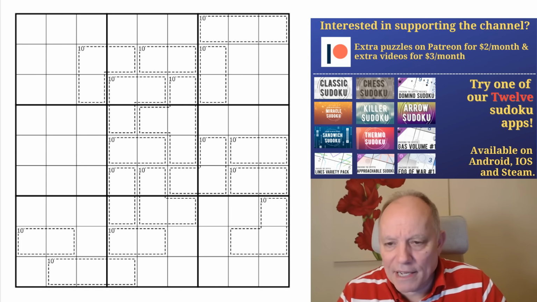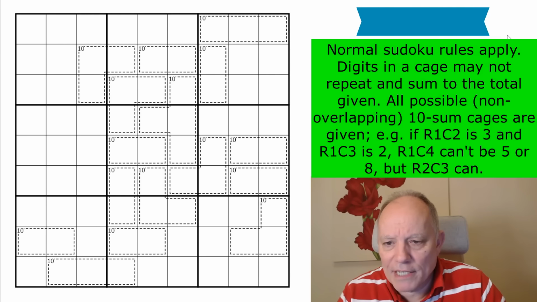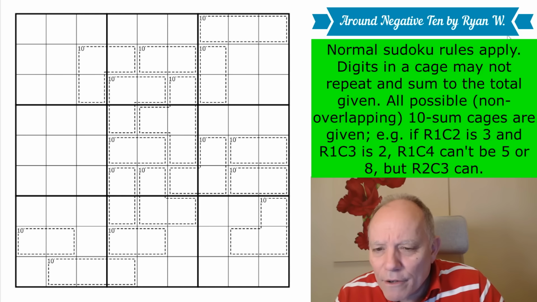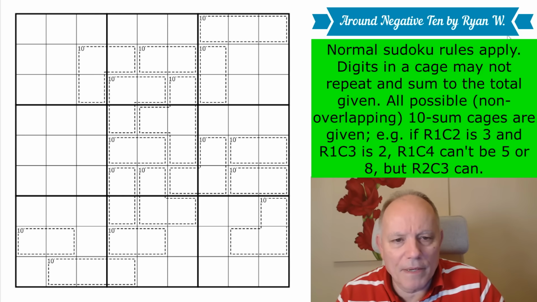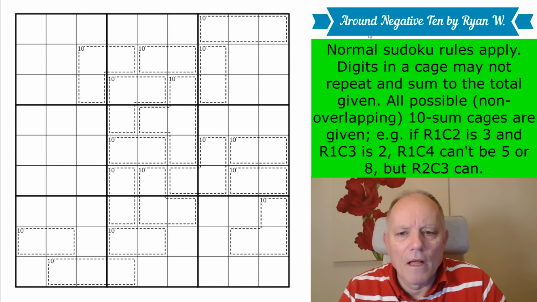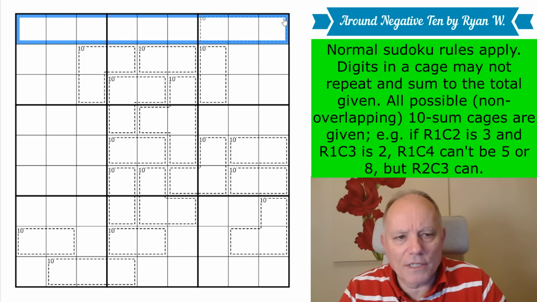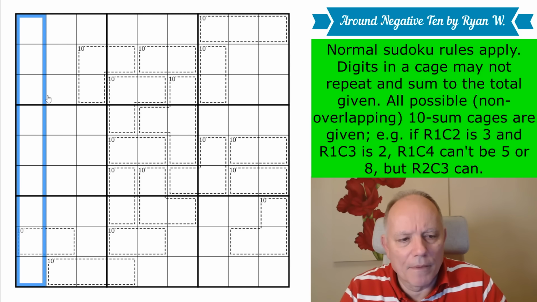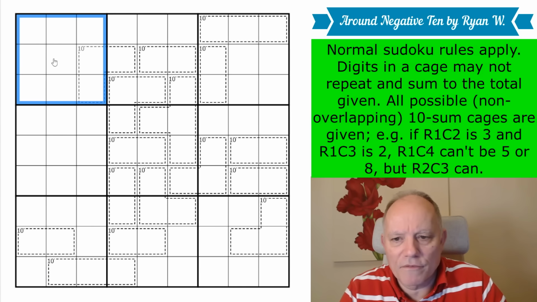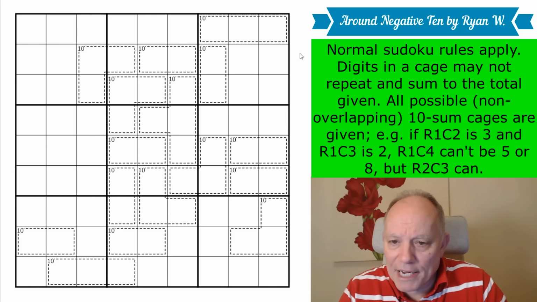Right, the first link under the video is to this puzzle, Around -10. It's not going to take long to read the rules, but explaining them might take a little longer. So normal Sudoku rules apply. That's 1 to 9 going in every row, every column, and every 3x3 box. Fair enough. Digits in a cage may not repeat and sum to the total given. Always 10. Normal killer Sudoku so far. However, all possible, i.e. non-overlapping 10 sum cages are given.